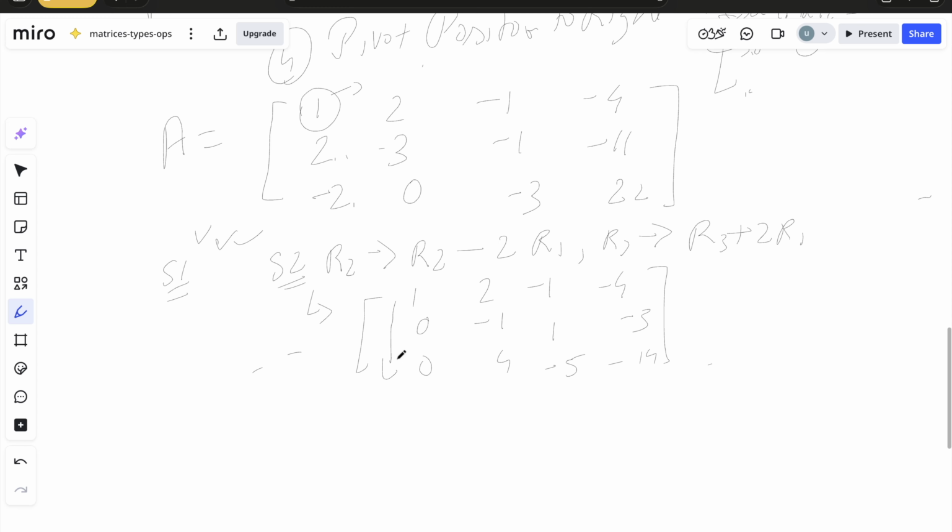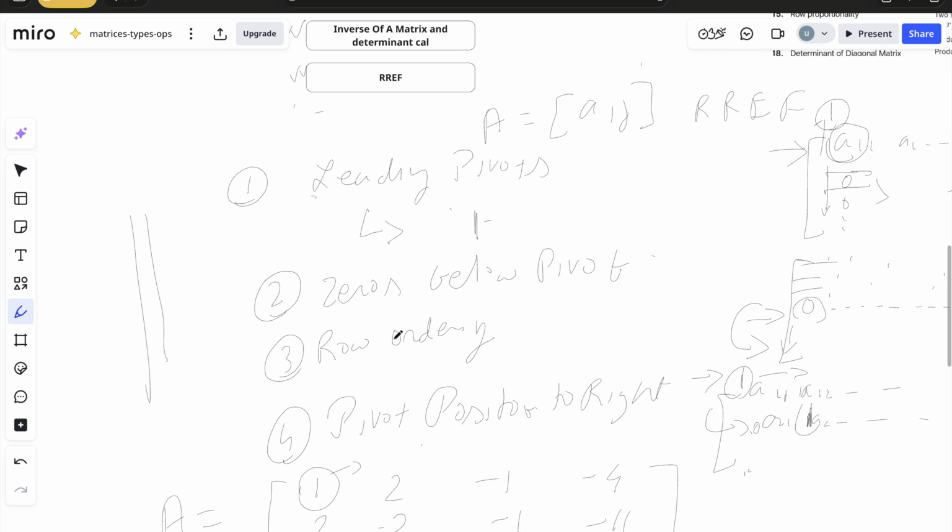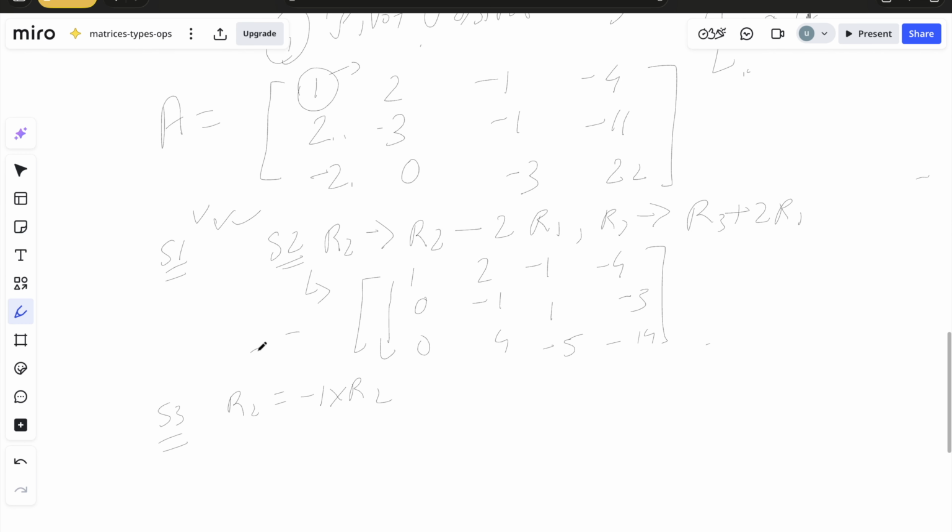Now for step 3, we will again reduce this part to a pivot of first leading element. That can be done by R2 equals minus 1 into R2. So basically the idea is that you need to go forth and back on all the 4 points that you have. There's no correct order of where you want to go, but you need to go from 1 to 2, then again back to 1, 1 to 3, then again 3 to 1, like that, whichever suits you, to bring the matrix to a row echelon form.